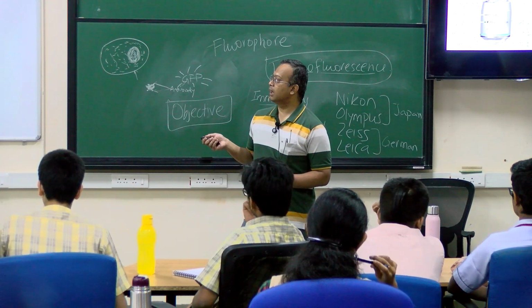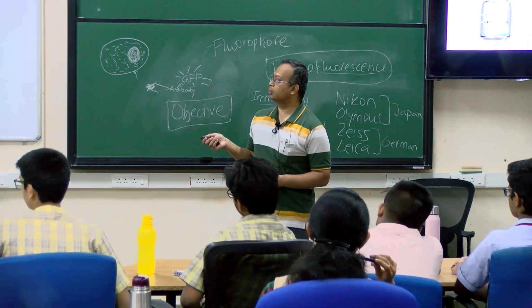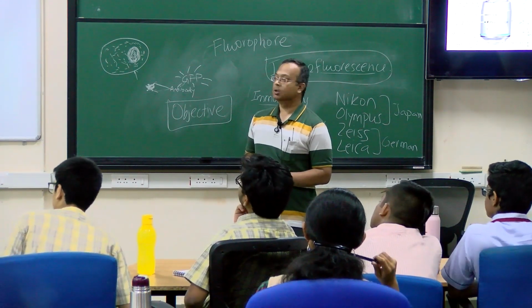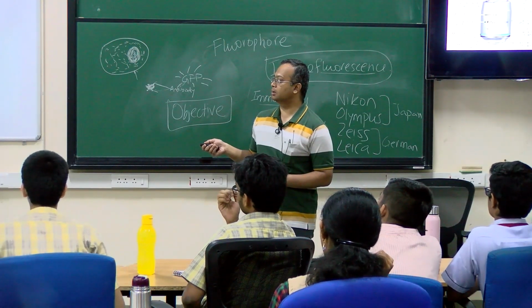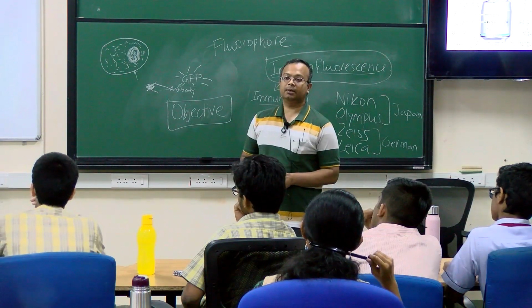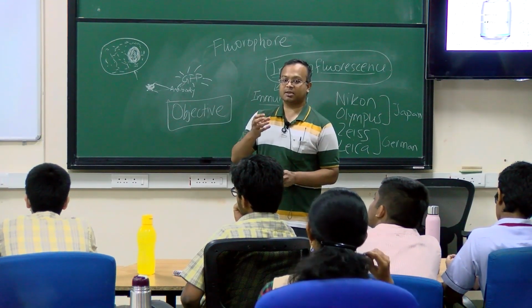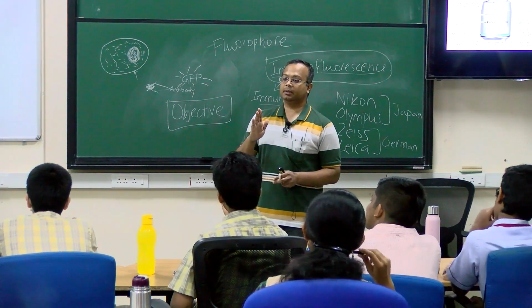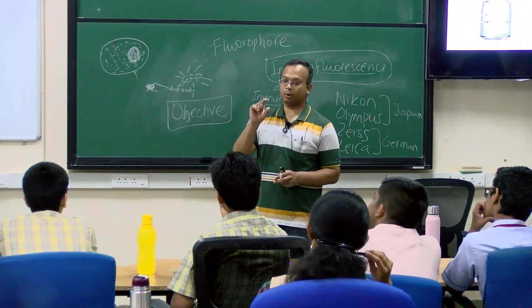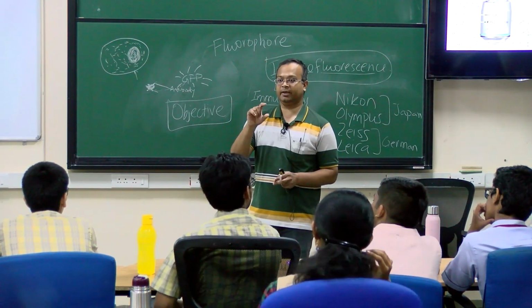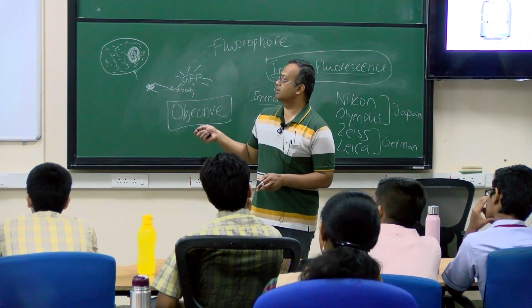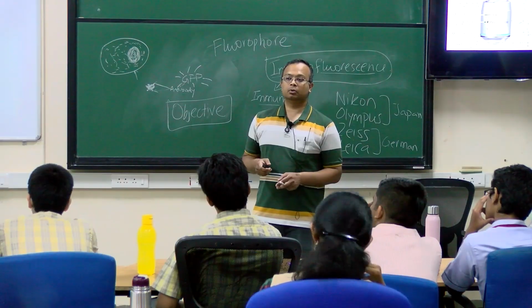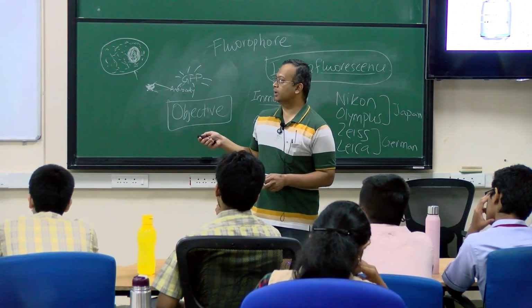Some objectives will have this kind of label called 1.40 oil. Sometimes you have to add a drop of oil on this lens here, so that the light, as it passes from the sample, gets bent through the oil. The oil has a special refractive index, so it passes through the oil, and then through the series of lenses here. It will be mentioned whether you need that oil.